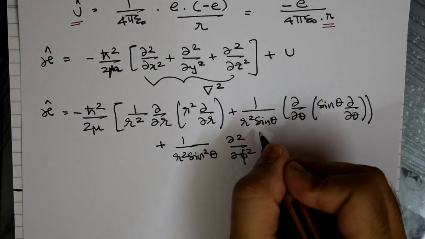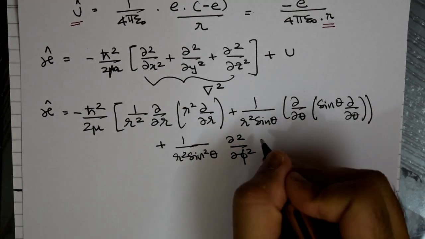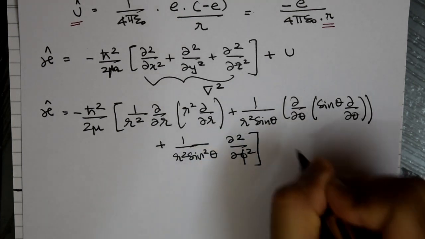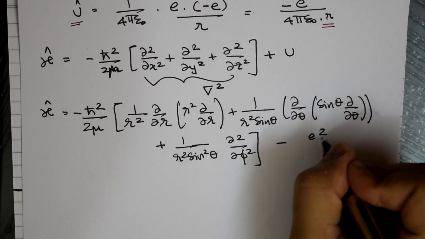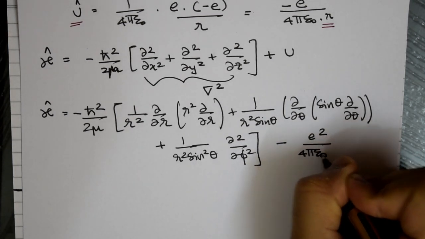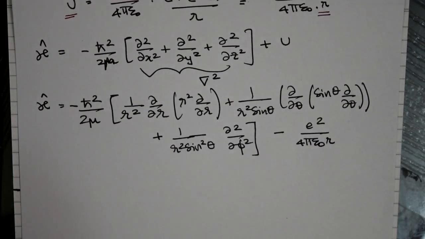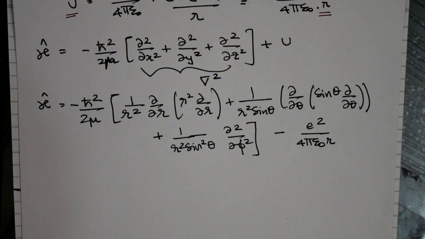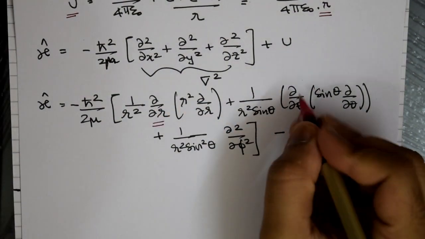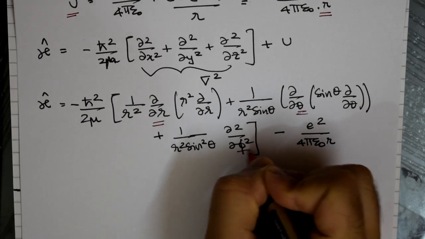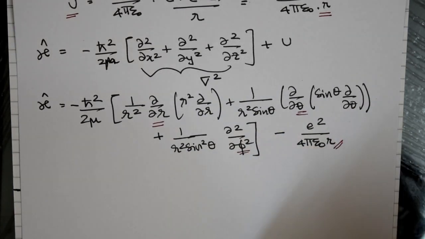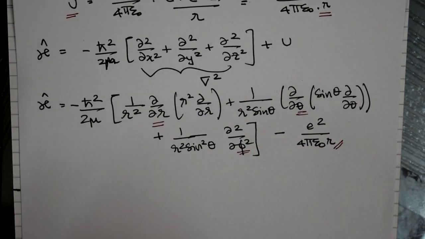This we had seen in a hand wavy form in the rigid rotor itself, minus e square by 4 pi epsilon naught r. So what are we able to see here? We have converted xyz into the r, theta and phi components, and we see that the potential still has an r component associated with it.